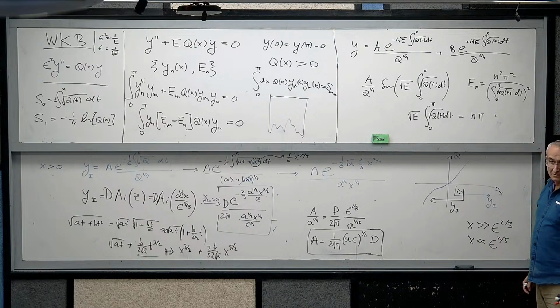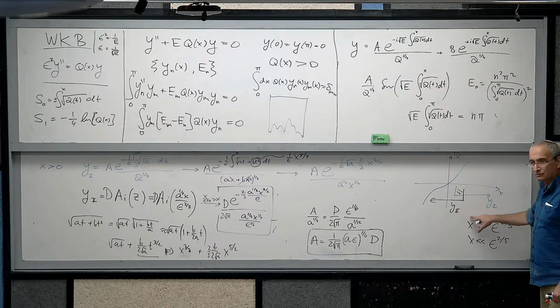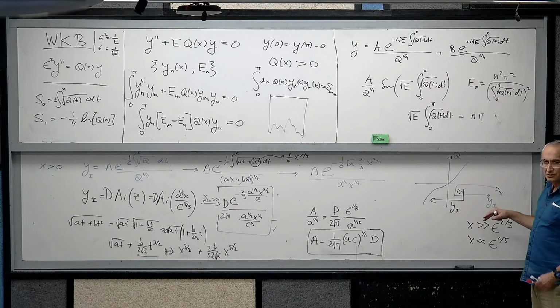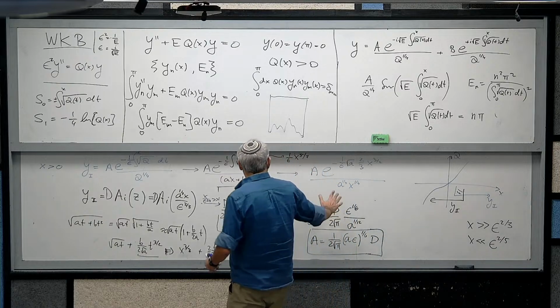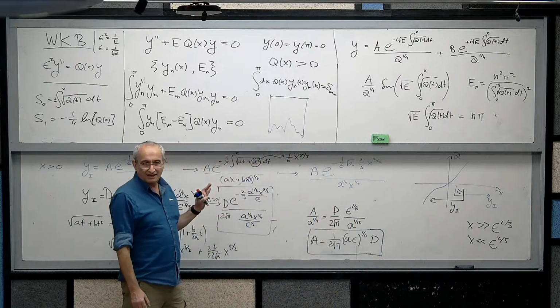Yes, why not? No, because epsilon is 2/5, much smaller than 2/3. Epsilon is less than 1, much less than 1. So when epsilon goes to 0, this will go to 0 much faster than that. And for that reason, you have x which is much smaller than that and still much larger than that. As epsilon goes to 0, these two conditions are compatible. So what I did is legal, right?